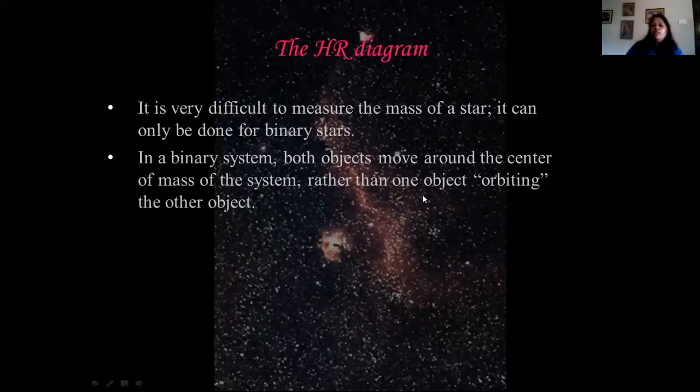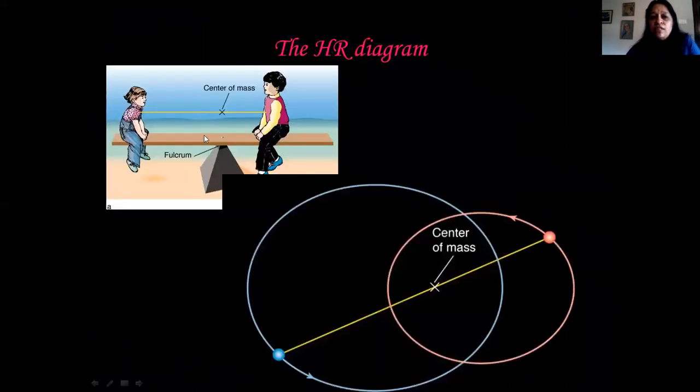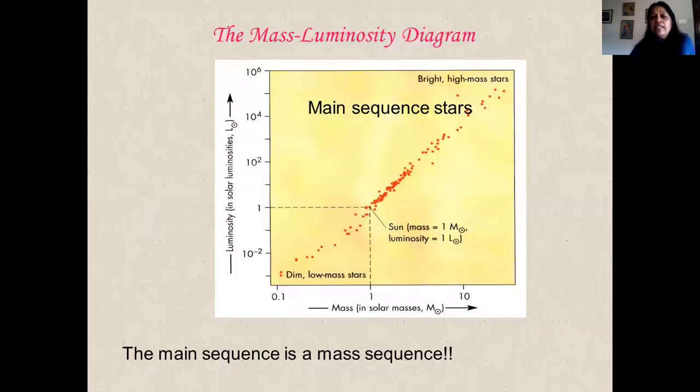Now, it's very difficult to measure the mass of a star, and it's basically done for binary stars. In binary systems, you basically have two stars which are moving around each other, around their center of mass. And so if you can very accurately measure the time periods of these binaries through light curves, like we did yesterday when we did exoplanets, you can actually get the mass ratios and get the masses of these stars. And therefore, in certain cases, we can find out the masses of stars.